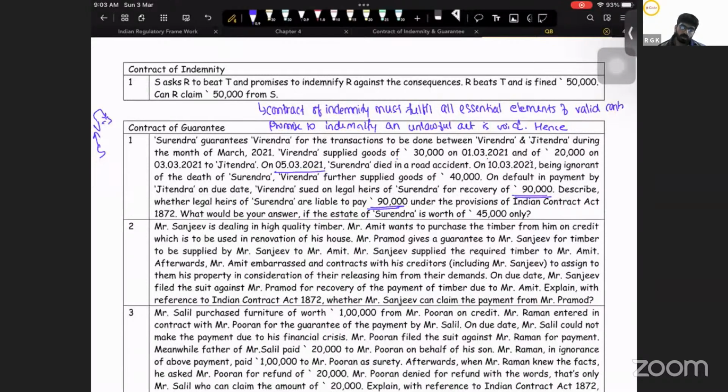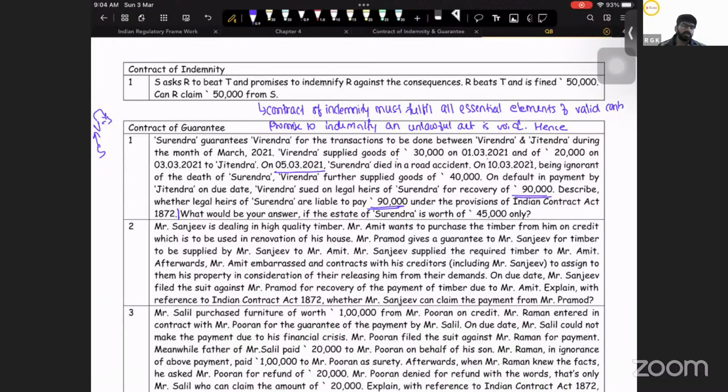What would be your answer if the estate of Surendra is worth 45,000 only? That is the second part of the question, which we can consider later. First, whether legal heirs of Surendra are liable to pay 90,000.